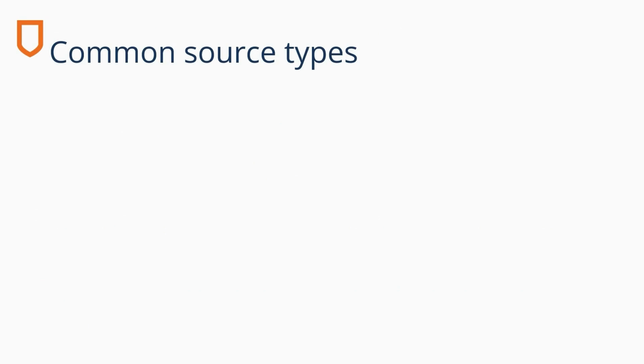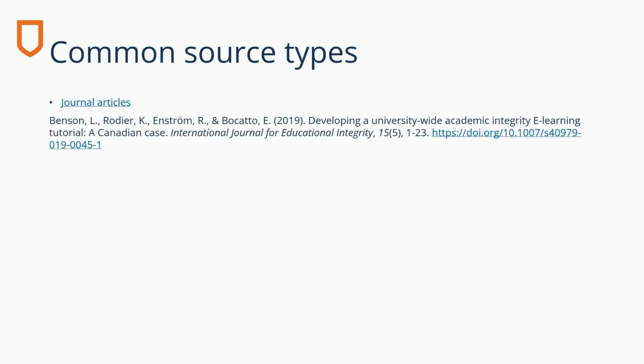Here are some examples of references for common source types. Journal article. Benson L, Rodier K, Enstrom R, and Bocato E, 2019. Developing a university-wide academic integrity e-learning tutorial, a Canadian case. International Journal for Educational Integrity, 15-5, 1-23, followed by the DOI. Book. Grant R.M. and Jordan J., 2015. Foundations of Strategy, 2nd edition, Wiley.